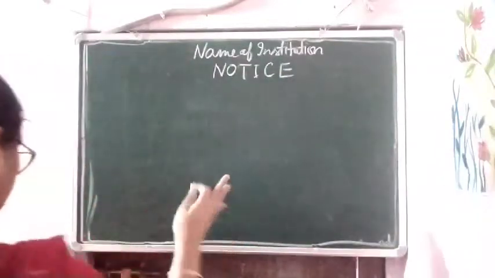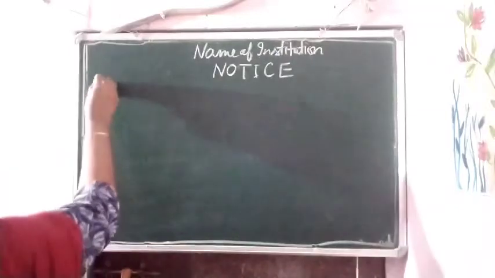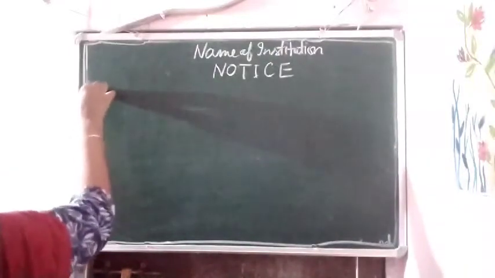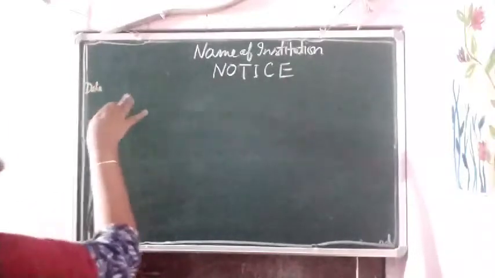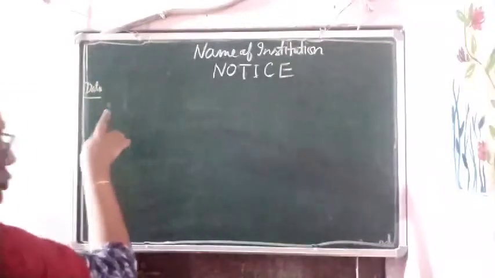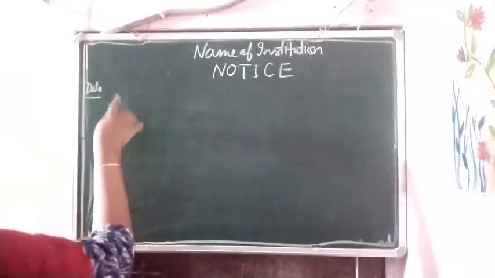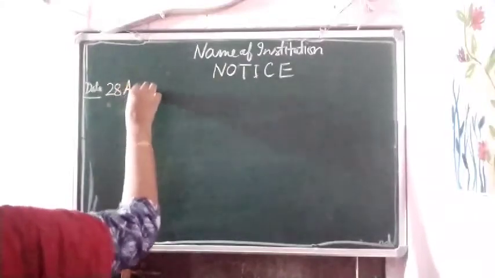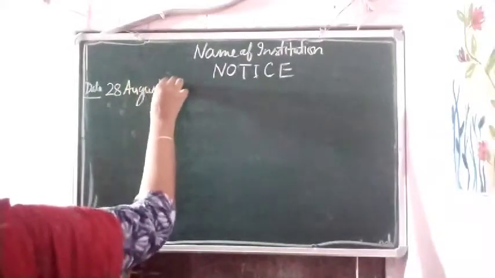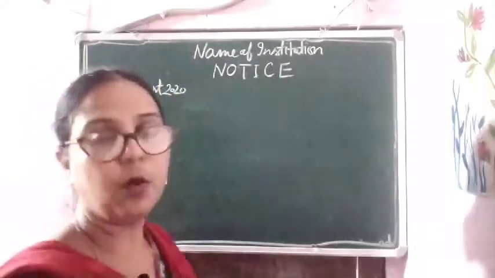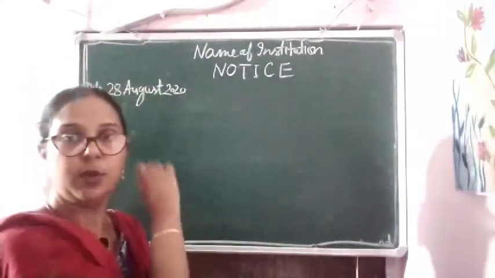Then at the left side, you will write the date. I am writing the format, so that is why I have written "date" over here, but you are not supposed to write the word date. You just write 28 August 2020 at the left corner after the notice.